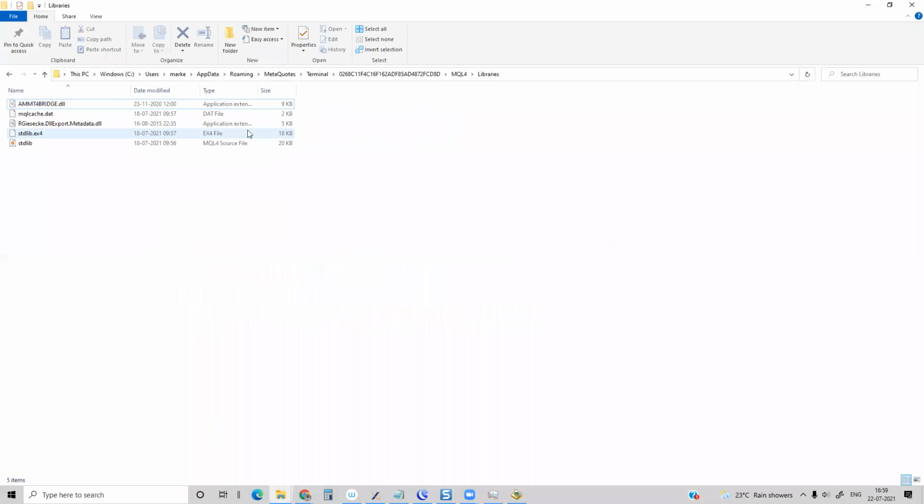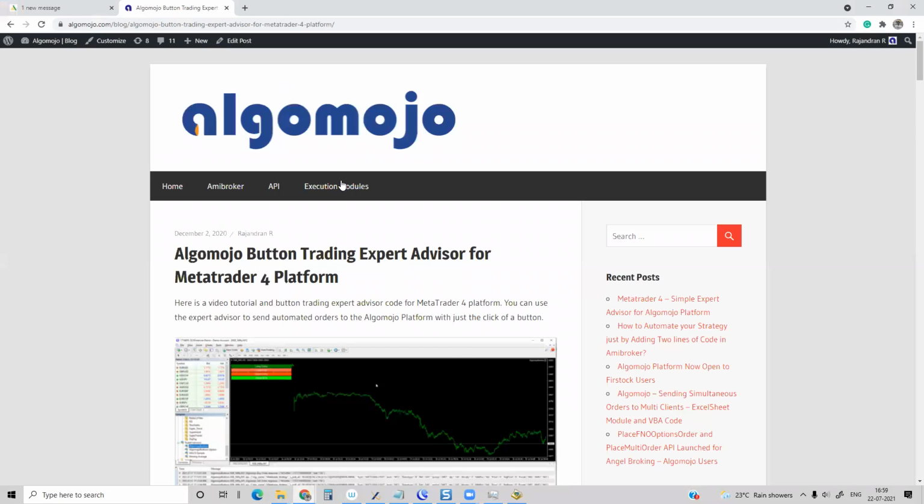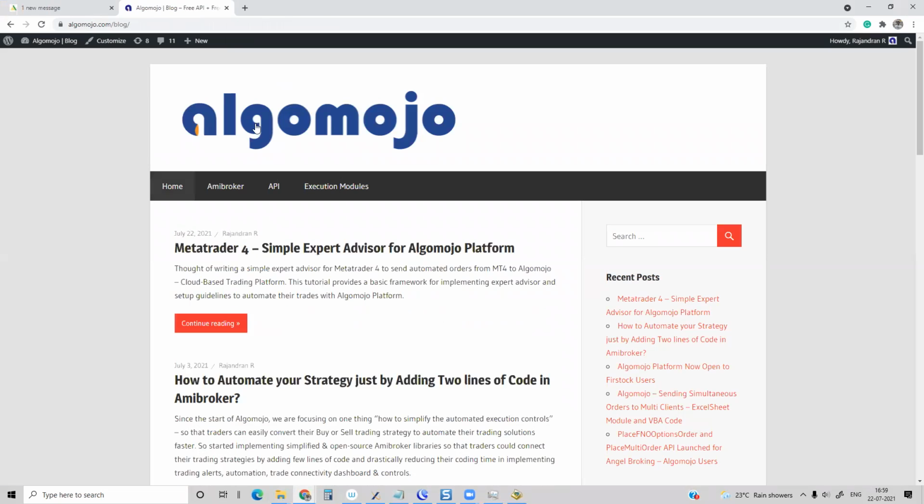If you go to the files, all the MQL4 files and all those expert advisor files will be there. And for today's application, which I talked about, you can go to algomojo.com/blog. I'll also send this in the comment section as well.